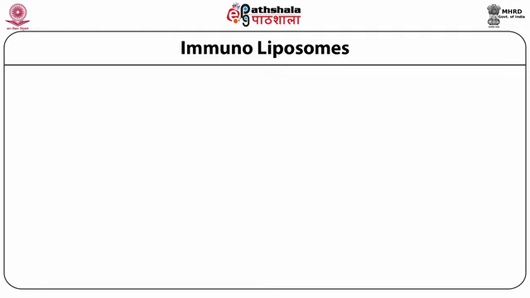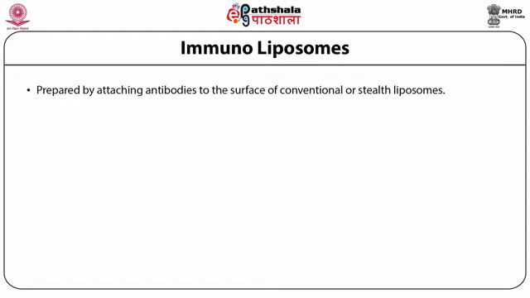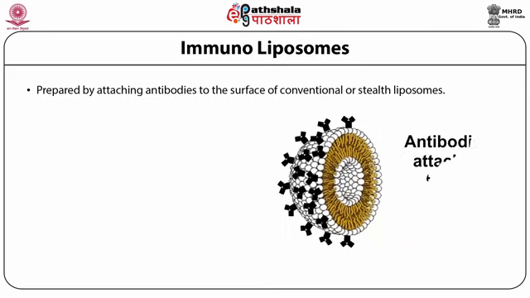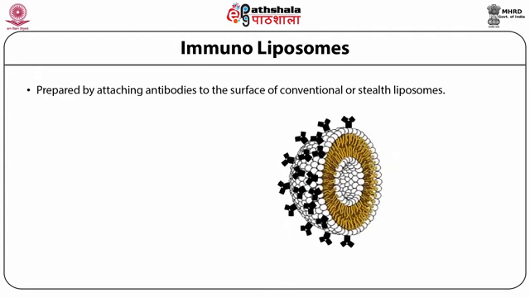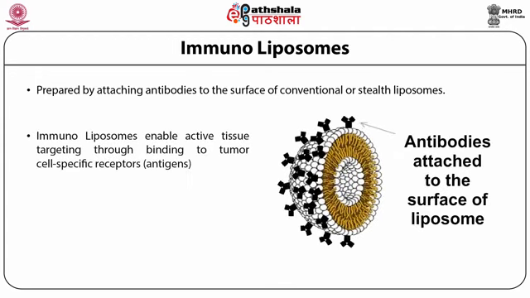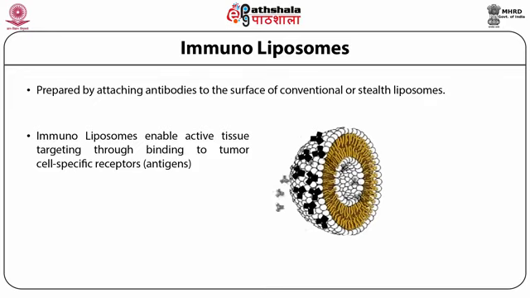Immunoresponsive liposomes. Immunoresponsive liposomes are those which are formulated in such a way that they respond to the antigen present in the body or the diseased tissue. Immunoresponsive liposomes are prepared by attaching antibodies to the surface of conventional or stealth liposomes. As shown in the figure, these antibodies recognize and attach to the specific receptor, that is the antigen, present on the surface of the cell, such as cancer cells. This whole phenomenon enables active tissue targeting through binding to the specific receptors of the cells.